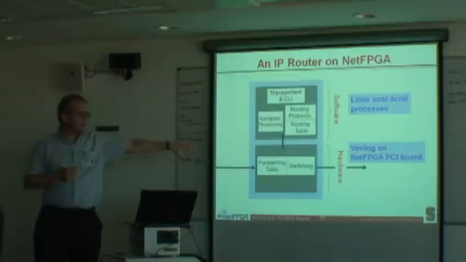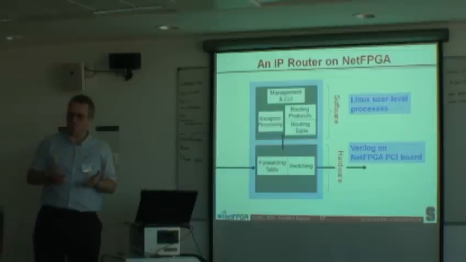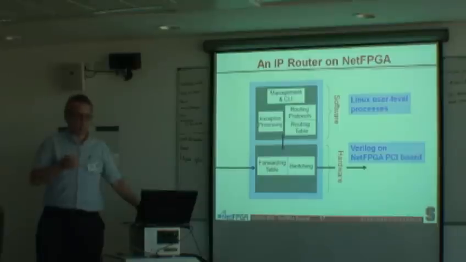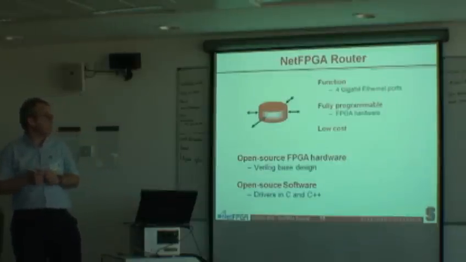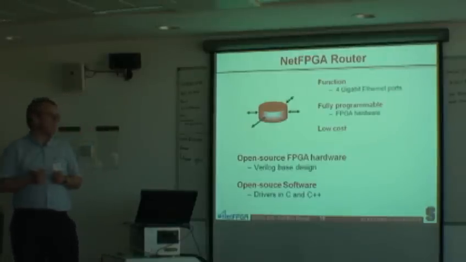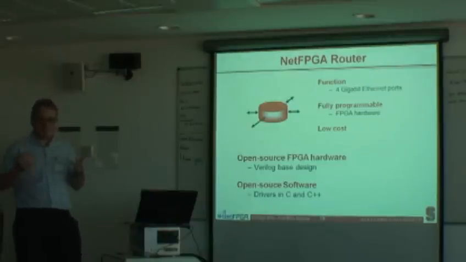And of course, in the Verilog, in the hardware implementation on the FPGA, we have the forwarding tables, forwarding table lookup mechanism, and the switching mechanisms. So the destination, to select the destination ports. So what we end up with is quite a nice little router. It's 4 gigabit Ethernet ports, which is ample enough to do quite a bit of experimentation with, fully programmable.